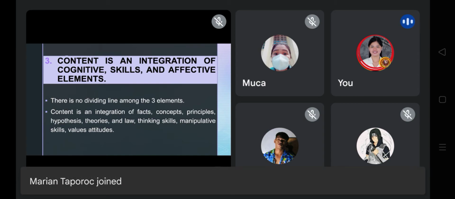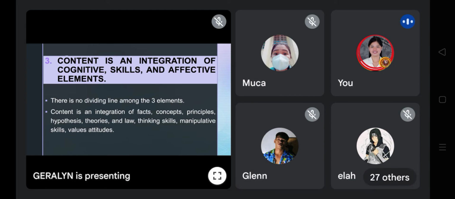So, not only that. Knowledge can be learned along the way through experiences. But good character, that is hard. Content is an integration of facts, concepts, principles, hypotheses, theories, and laws, thinking skills, manipulative skills, and values and attitudes. So, we have to always remember that.